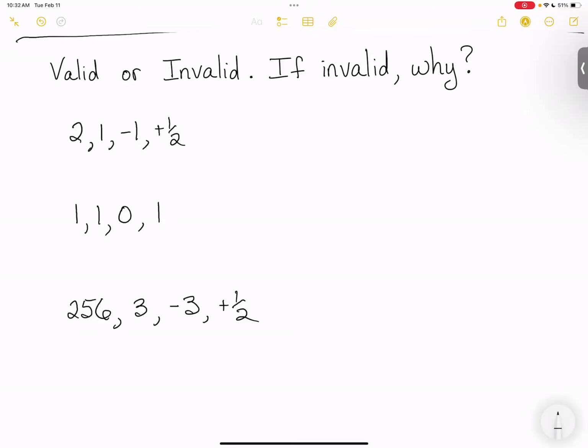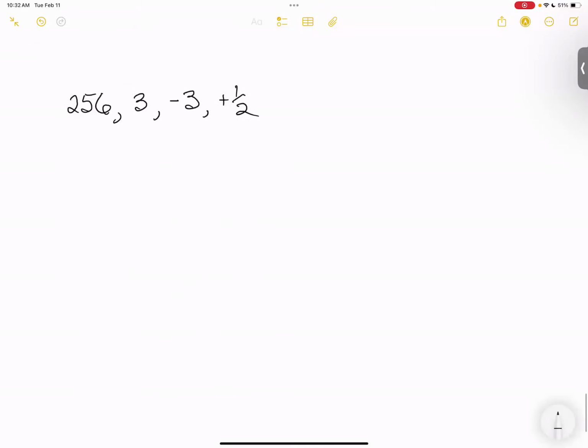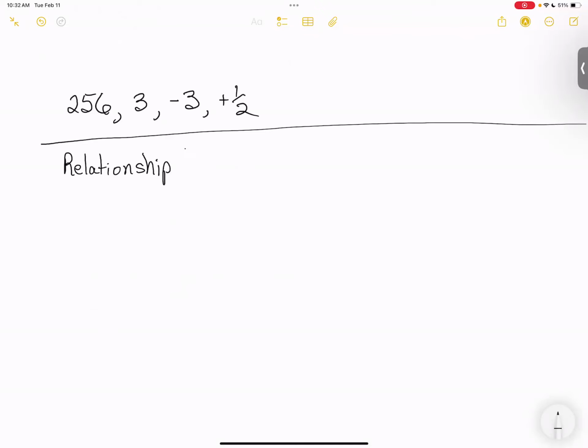So, because I introduced it, I'm going to finish with this piece today. And that is, there's a relationship between the periodic table and quantum numbers.